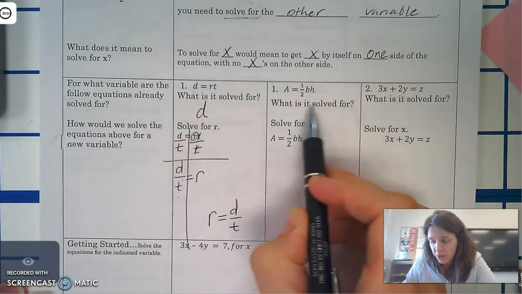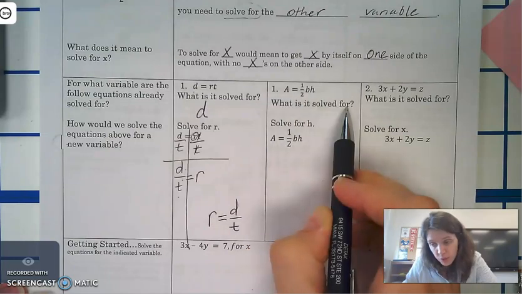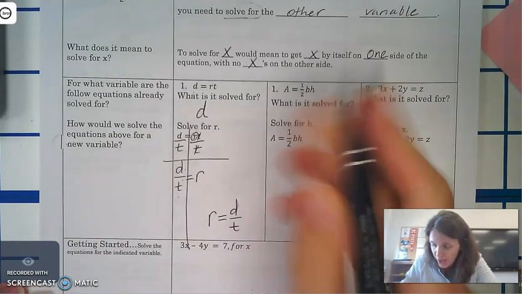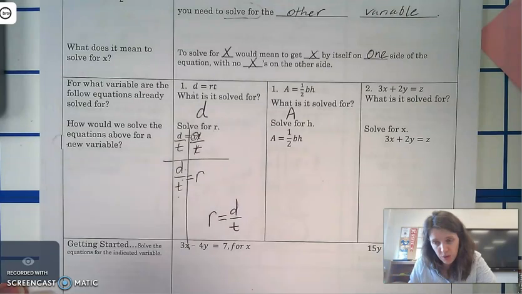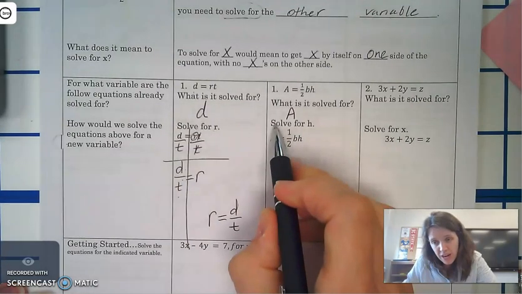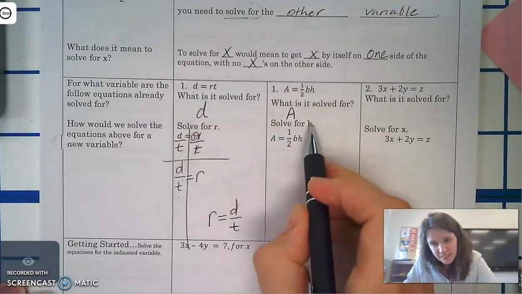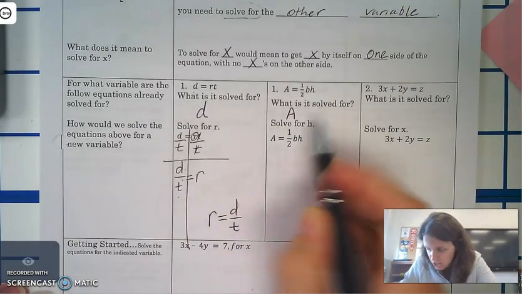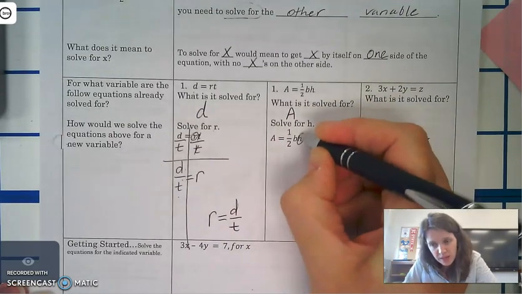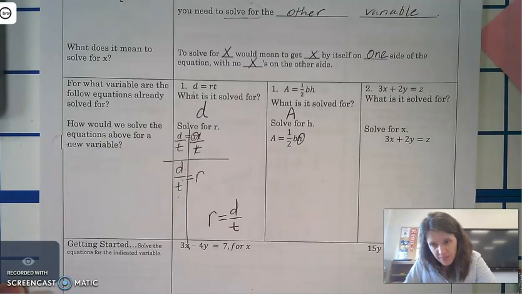Which variable is solved for? Well, the solved for one is the one that's by itself. So A is currently solved for, but the question will ask you, now I want you to solve for H. I want you to rewrite it for H. So circle the H, and then I want to get rid of the 1/2 and the B on that side and move it over with the A.